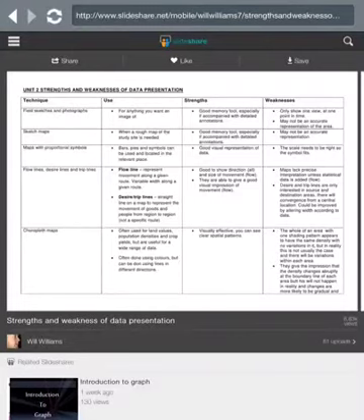Okay, let's try something here. So this is my summary of data presentation. You'll see on the left-hand side, we've got the techniques, what they're used for, strengths and the weaknesses, and you might want to think also about the alternatives.